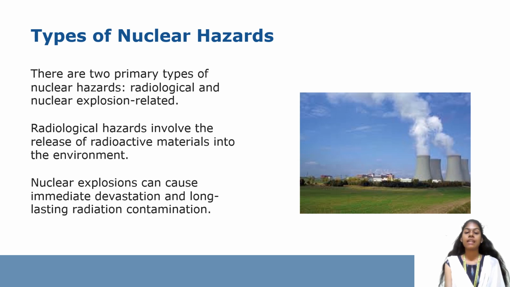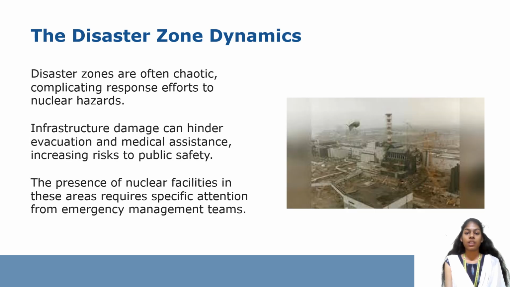Types of nuclear hazards. There are two primary types of nuclear hazards, radiological and nuclear explosion related. Radiological hazards involve the release of radioactive materials into the environment. Nuclear explosions can cause immediate devastation and long-lasting radiation contamination.